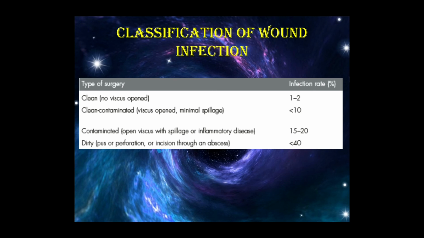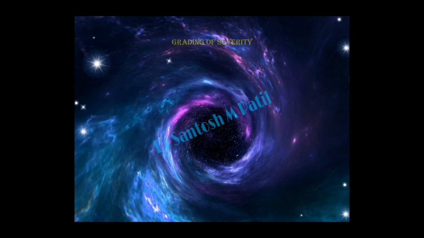If you see, the percentage of infection rate is different. So in a multiple choice question, whichever is closer to your percentage should be given as the correct answer. Here clean is up to 2%, which is the same as in the Schwartz textbook of surgery. Clean contaminated is roughly less than 10%, but contaminated goes up to 20%. Dirty wound is less than 40%. Forty is a significant number: out of 100 patients operated, there are chances of up to 40 getting wound infection. The number is significant, is what I am trying to say.